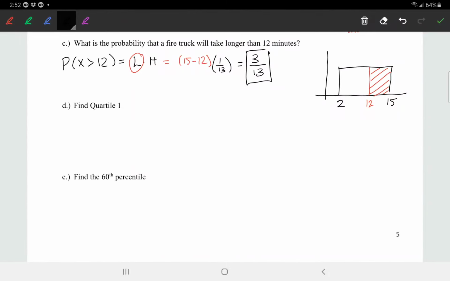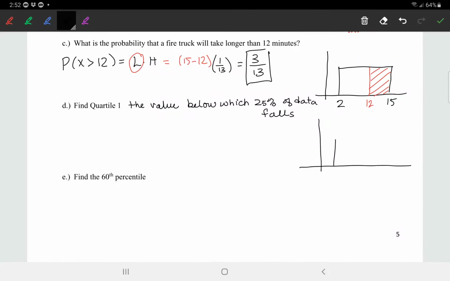And we can find quartiles. Now remember what quartiles are. This is the value below which 25% of the data falls. Okay, so let's draw a picture of that. So here's our distribution between 2 and 15. There is some value, I don't know what that value is, I will call it K, but below that, 25% of the data should fall. So it's our job to find that value.